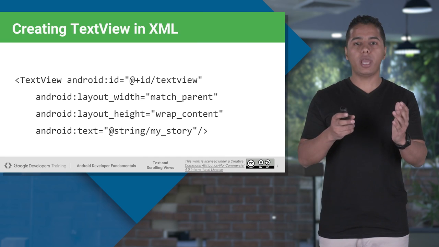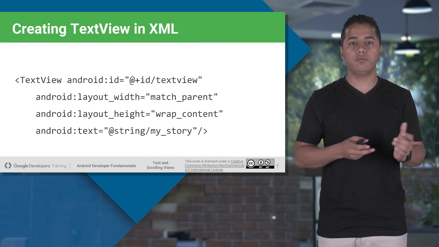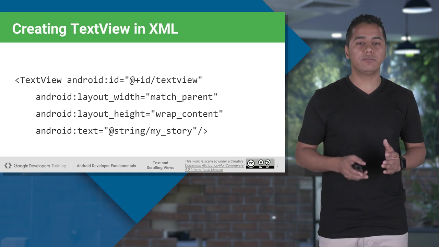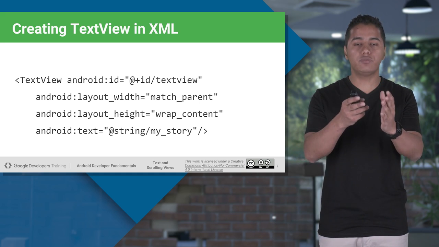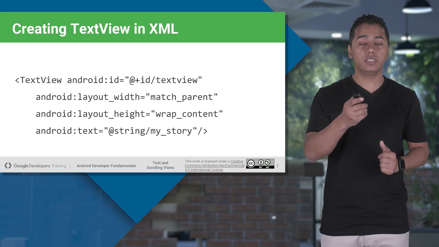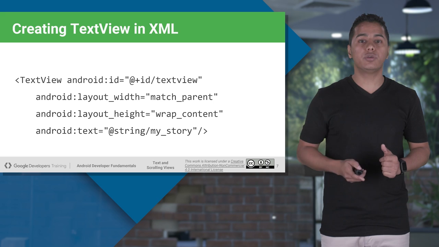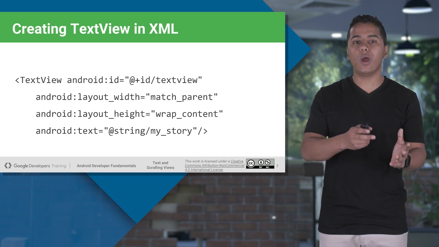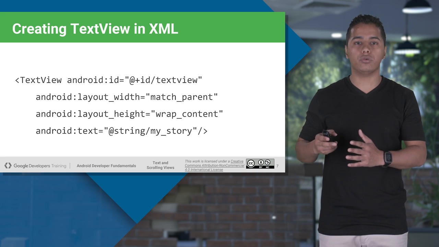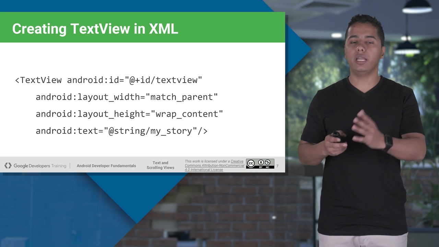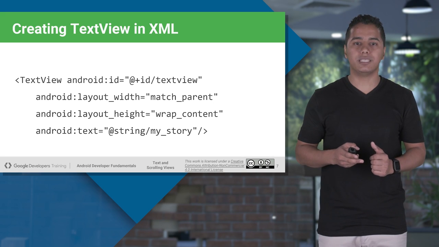Now this is something we have been seeing a lot in our previous examples also. This is how we define any view. So as of right now, we have a text view representation in the XML part. As you can see, the very first attribute is the ID, and ID is very important when you want to access the same view in your Java code. So it's a best practice to define an ID for any view when you are defining them in XML.